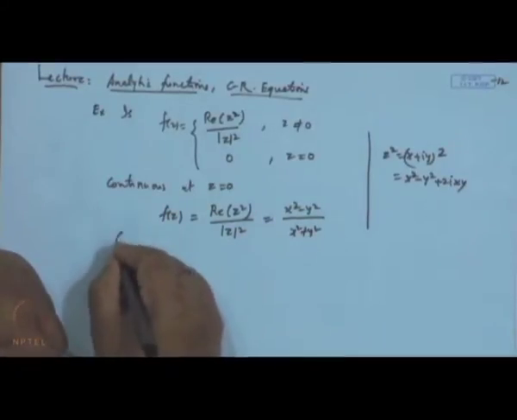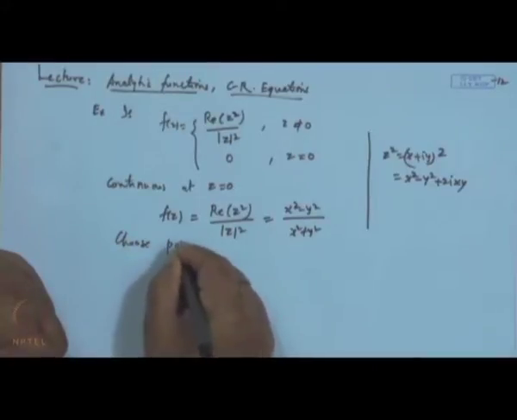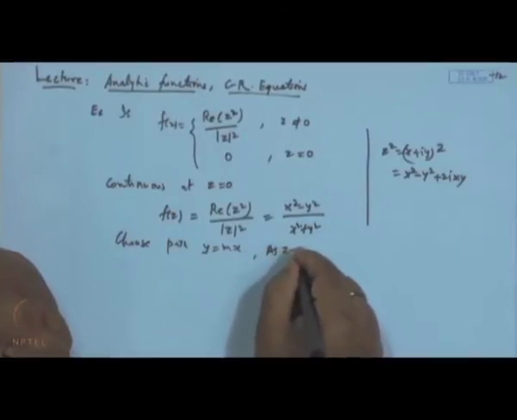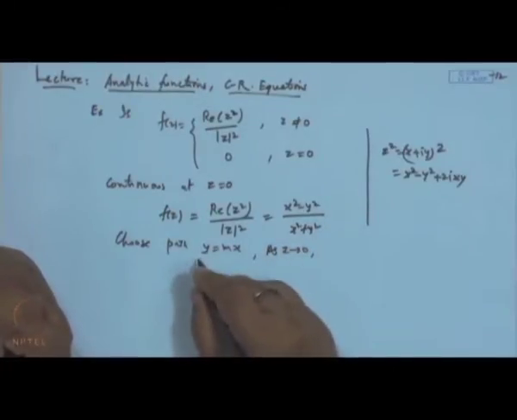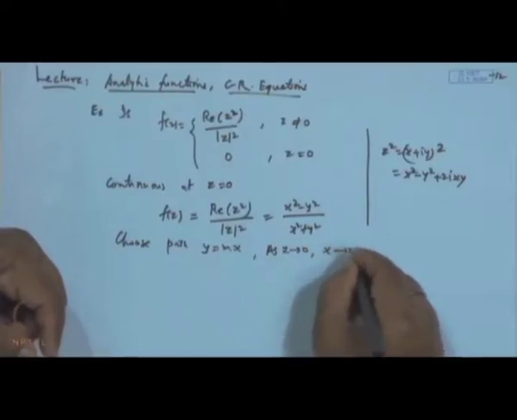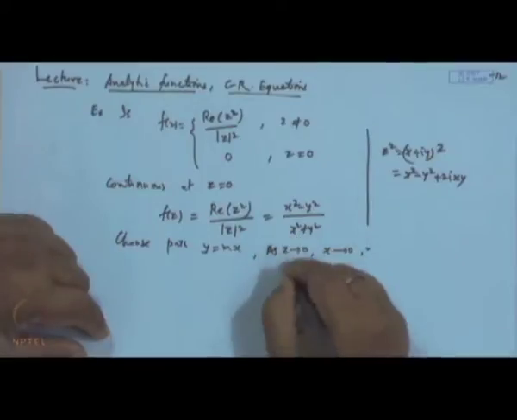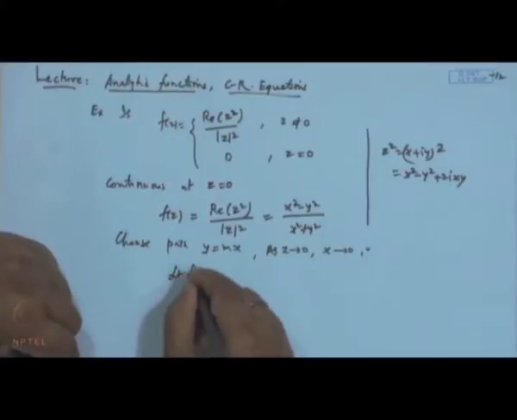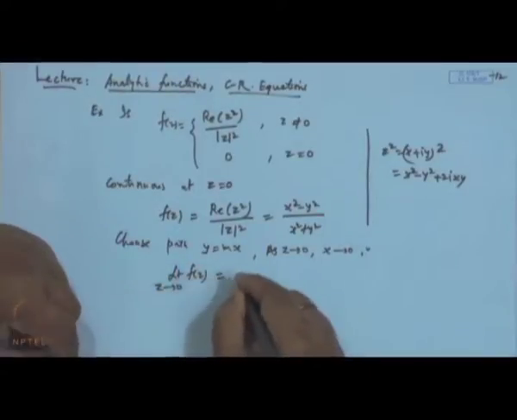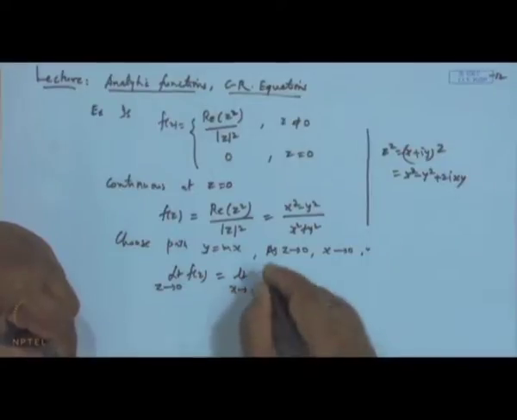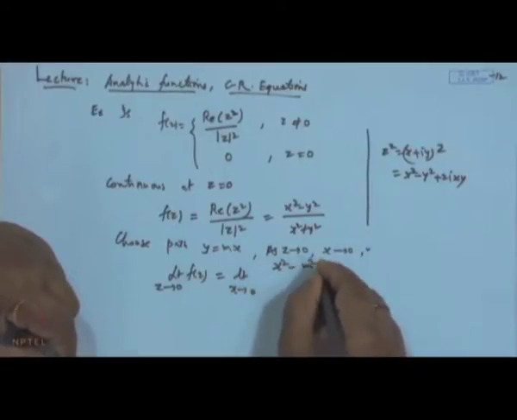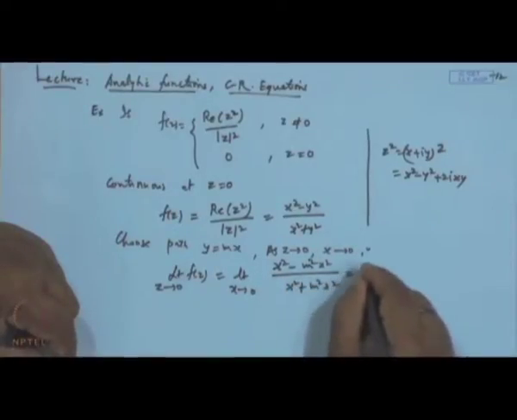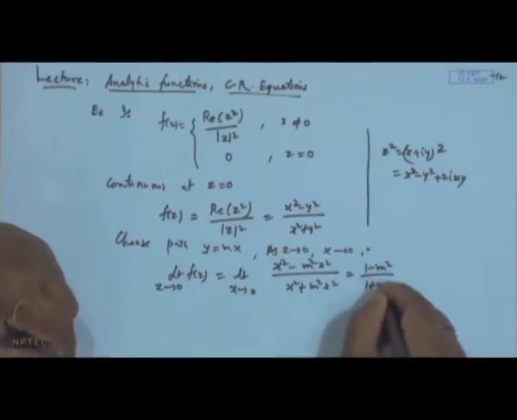I choose the path y is equal to m x. As z tends to 0, x will go to 0 and y will go to 0. When you substitute y equal to m x, it reduces to a function of x, and the limit of f z when z tends to 0 is the limit as x tends to 0 of x square minus m square x square divided by x square plus m square x square. That is 1 minus m square over 1 plus m square.